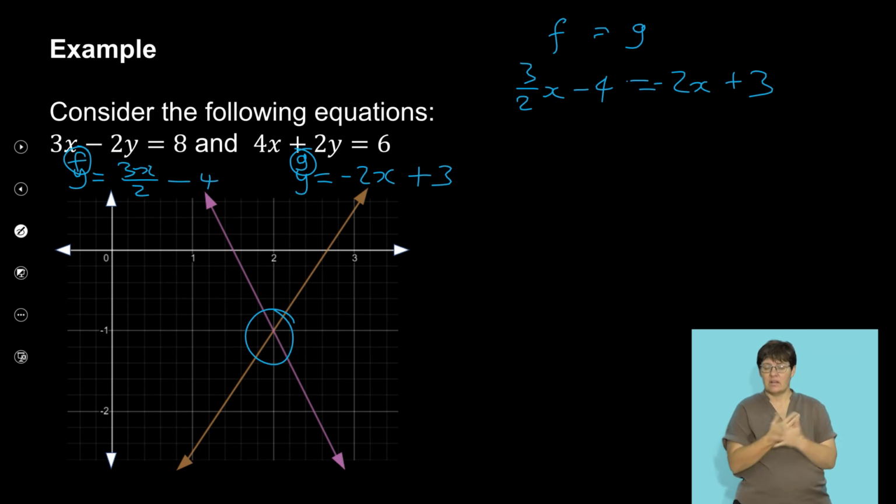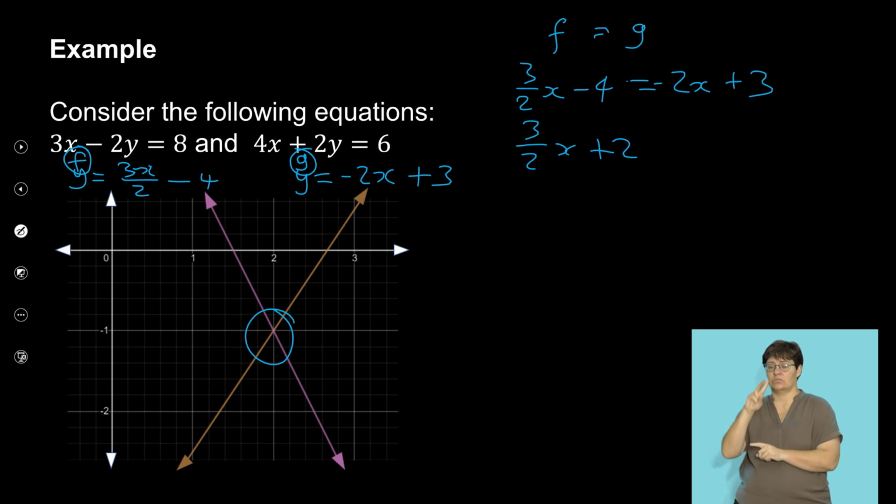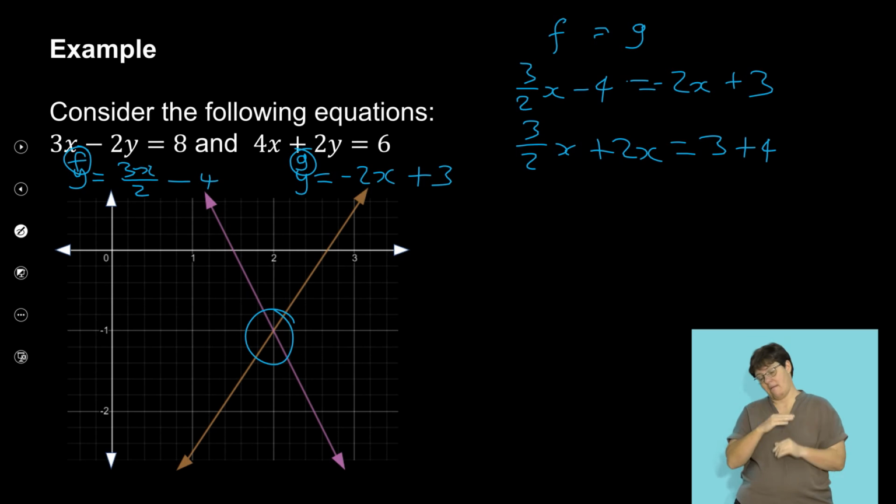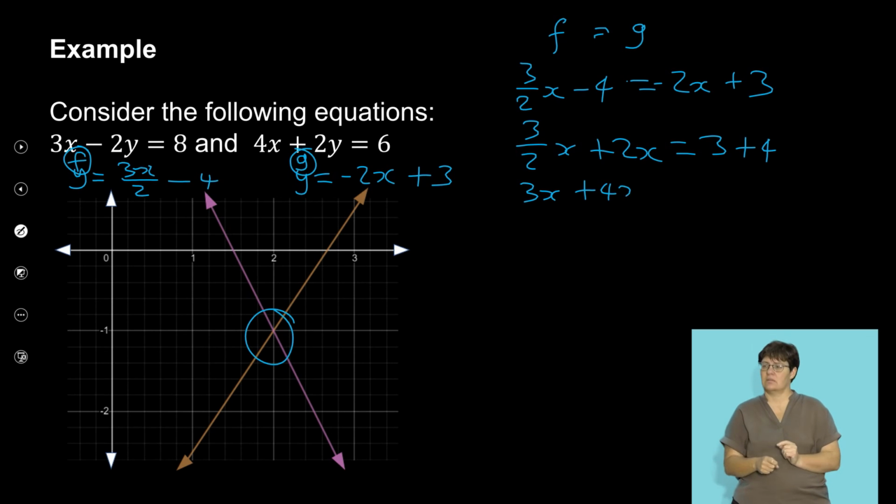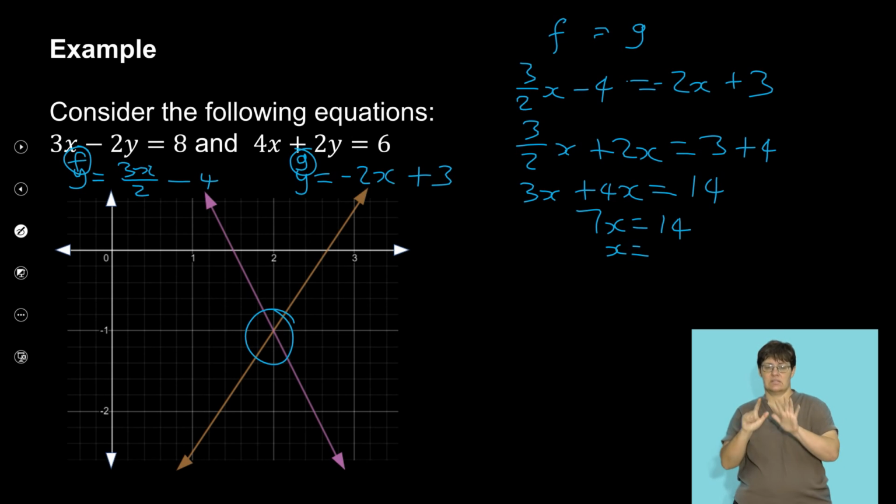And then quickly, let's just solve for this. I'm just going to solve for x, and then substitute for y. If I solve for x, it will be 3 over 2x plus 2x equals 3 plus 4, right? So I took the x terms to the left-hand side, the constants to the right-hand side. And then I will multiply everything by 2 in order to get rid of the fraction, which will be 3x plus 4x equals, this will be 7, multiplied by 2, it will be 14. So this will be 7x equals 14. Then my x will be equal to 2.